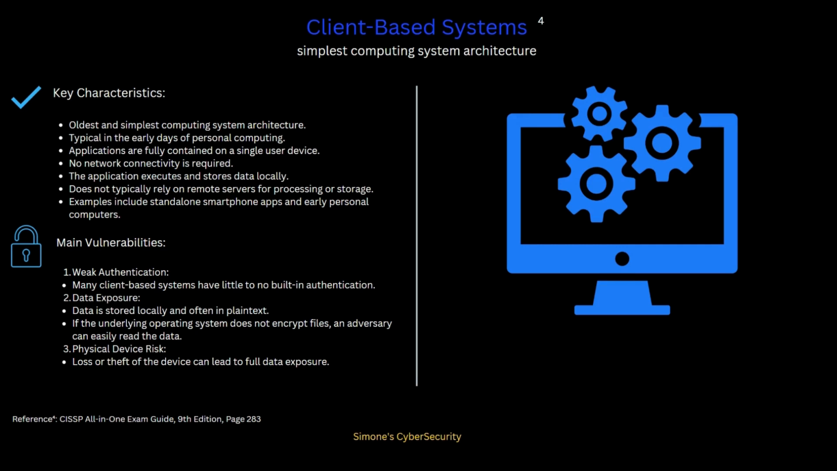So while these client based systems are simple and self contained, they highlight an important lesson. When security depends entirely on the physical device, losing control of that device means losing control of all the data. So, this architecture is the foundation. It helps us understand how computing started. And from here, we will see how things evolved into more complex client server and distributed models.